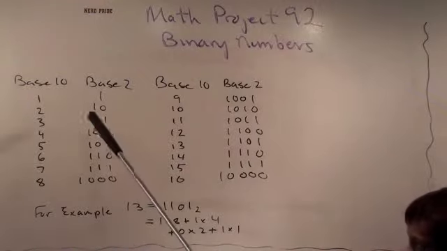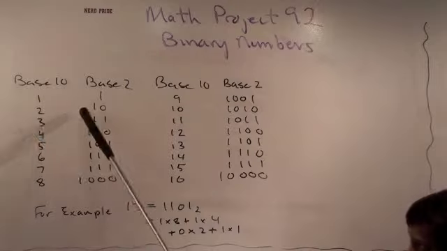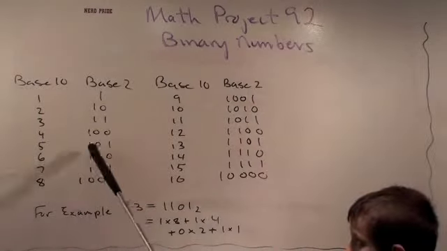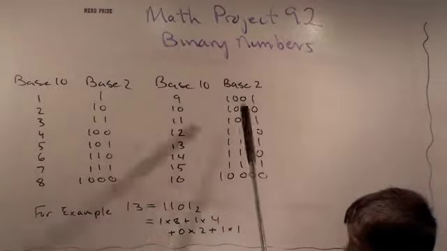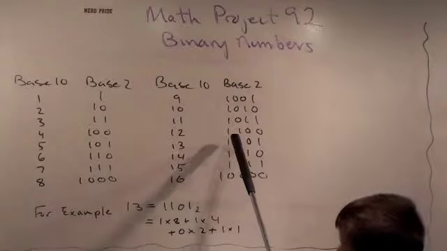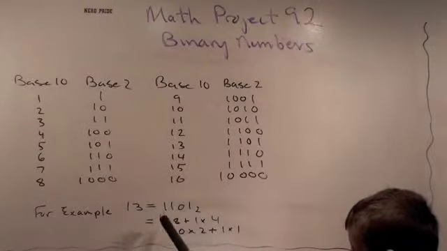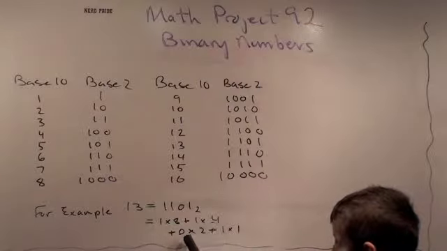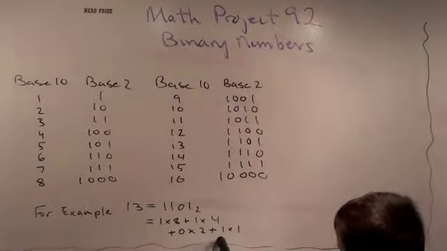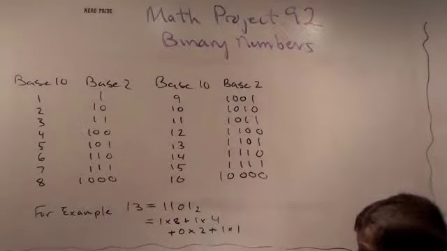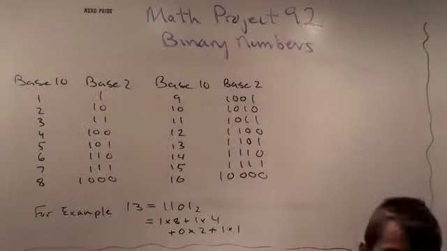So it's 1 times 2 plus 0. 3 is 1, 1. 4 is 1, 0, 0. 5 is 1, 0, 1. And then all the way through. There's the list. And then I made a special example for 13, which is 1, 1, 0, 1. That means 1 times 8 plus 1 times 4 plus 0 times 2 plus 1 times 1. And 8 plus 4 plus 1 is? 13. Very good.